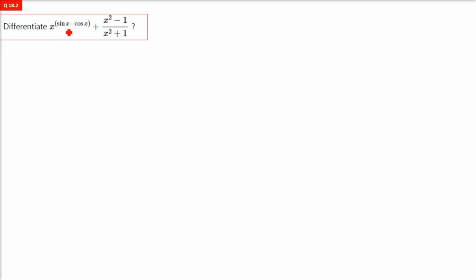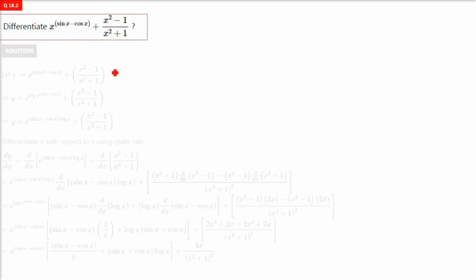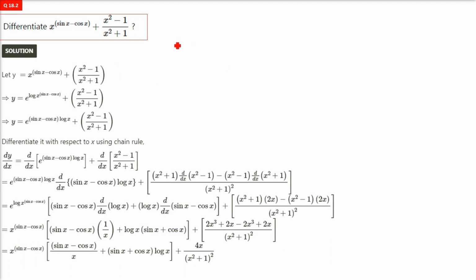So here we have x to the power sin x minus cos x, (x square minus 1) by (x square plus 1). So we'll apply a trick here. The trick is e to the power log, it cancels things out, right? So we will take this x to the power sin x minus cos x and put it with e to the power log x. Because we know e to the power log x always cancels out. It will give you 1.